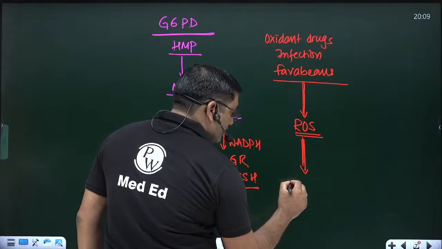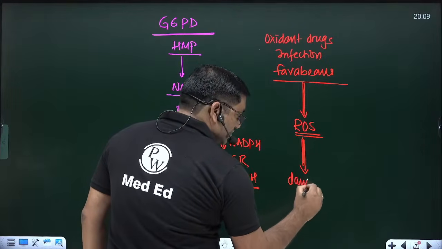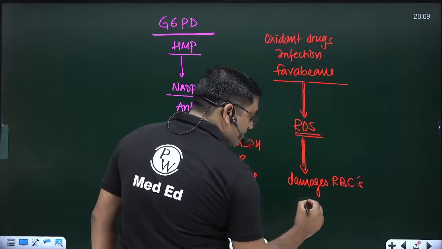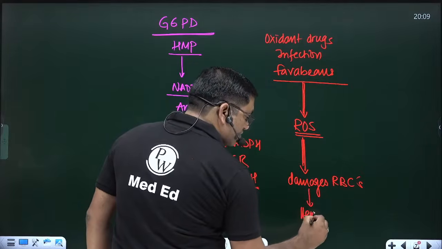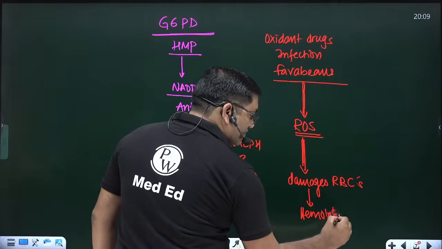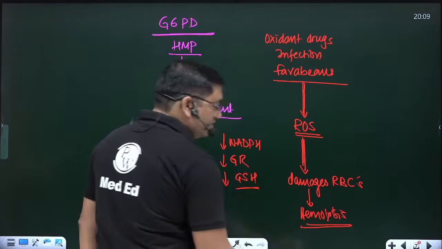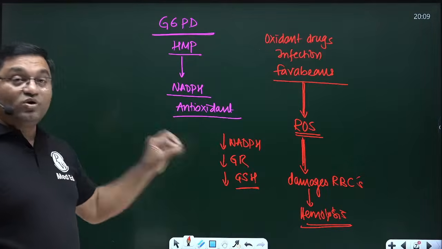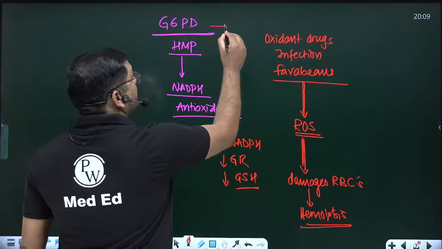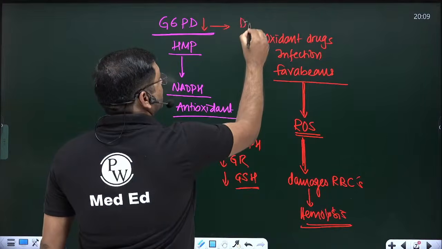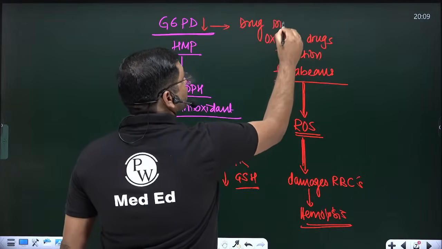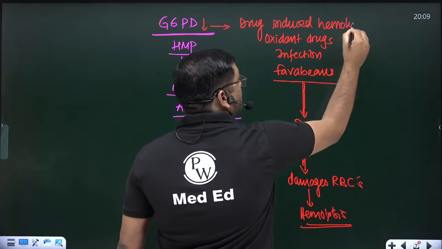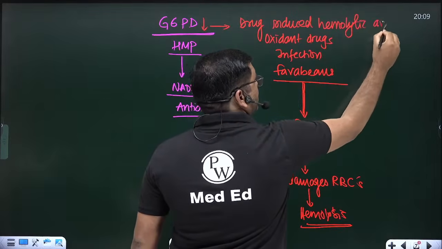So it damages red blood cells, rapid hemolysis will occur, and that causes jaundice and anemia. So it is drug induced hemolytic anemia. G6PD deficiency causes drug induced hemolytic anemia.